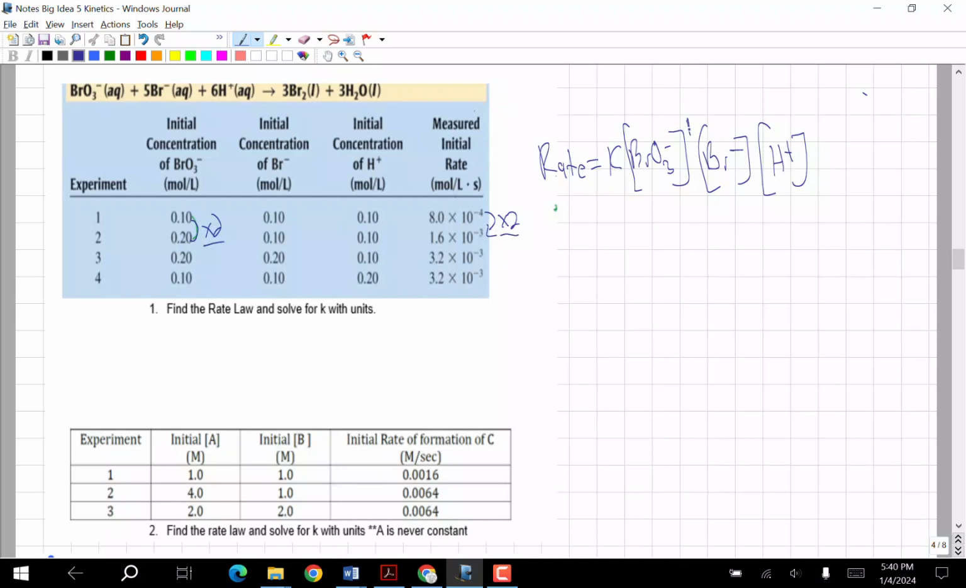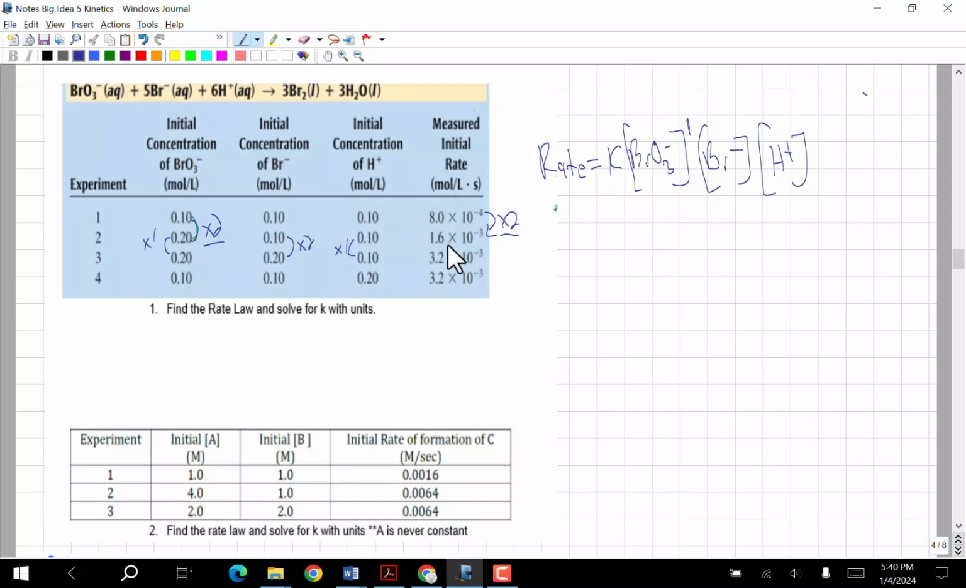Okay, let's look at this next one. So right here, this is times 2. Notice these are times 1, and these are, come on, let me draw. And this is times 1, okay?